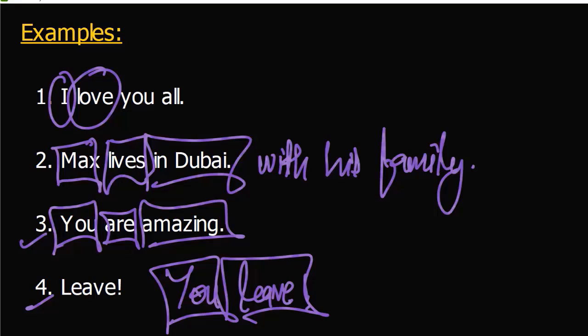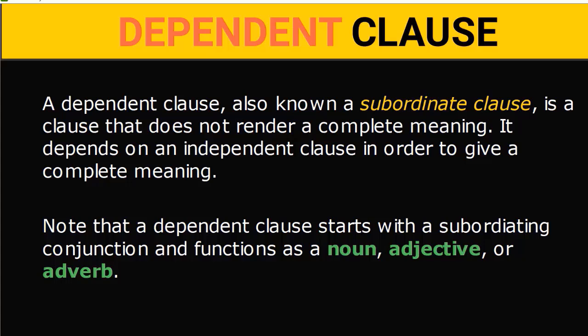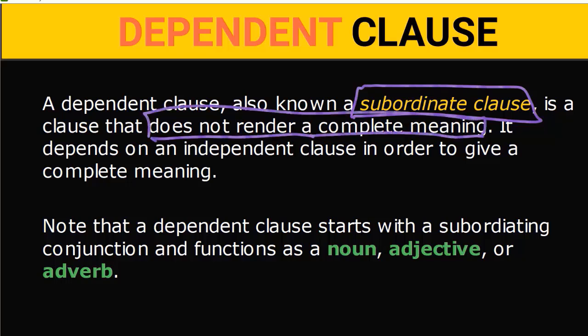That is what a main clause is, also known as an independent clause. Now, what is a dependent clause? See guys, a dependent clause, also known as a subordinate clause, is a clause that does not render a complete meaning. As the name goes, it does not render a complete meaning. Note this down. It does not give a complete idea, as it is a dependent clause. That is why we're calling it a dependent clause, right? So it depends on an independent clause in order to give a complete meaning.